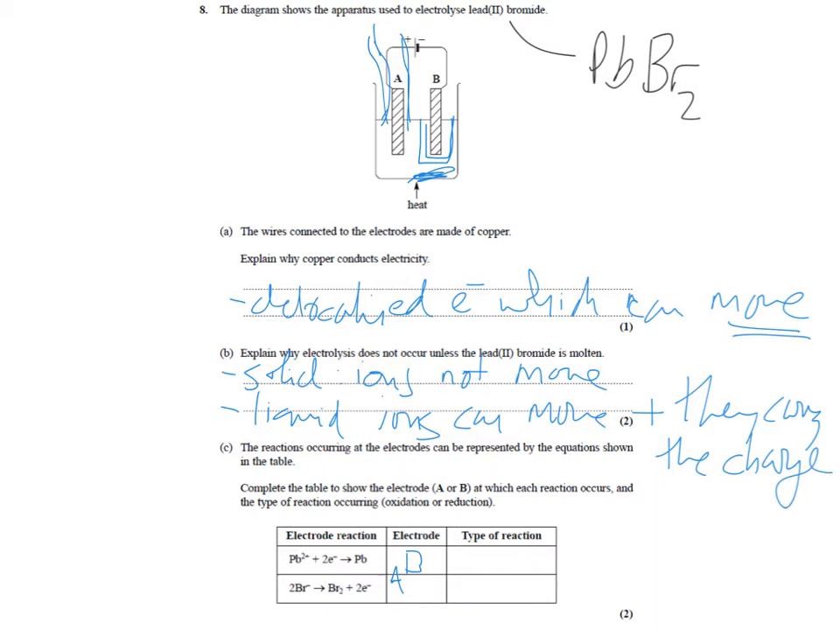So it'd be a very good idea to do this experiment in a fume cupboard, so you're not breathing in bromine fumes. Now you can see here that the lead is gaining electrons, and a gaining of electrons reaction is a reduction. Reduction is gain.